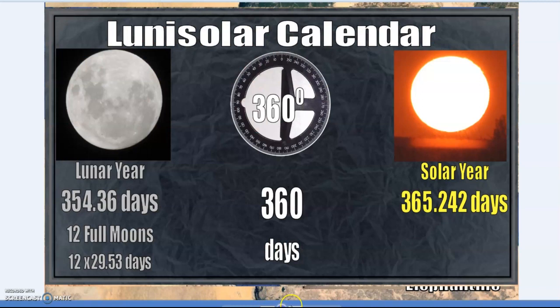This is what's called a lunisolar calendar. So a lunar year, which is used by many cultures still, is based on 12 full moons. But a lunar month is not 30 days, it's 29.53. So a lunar year is essentially 354 days. A solar year is 365, again, each one having a fraction, but just to round it off and simplify it, 354 days and 365.